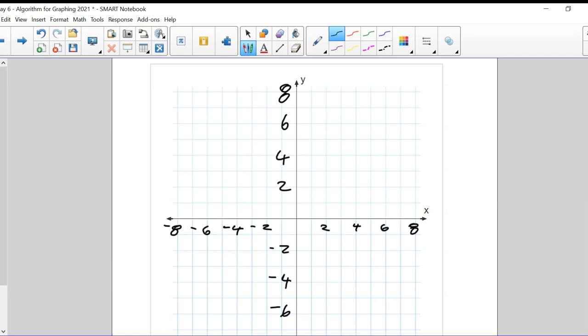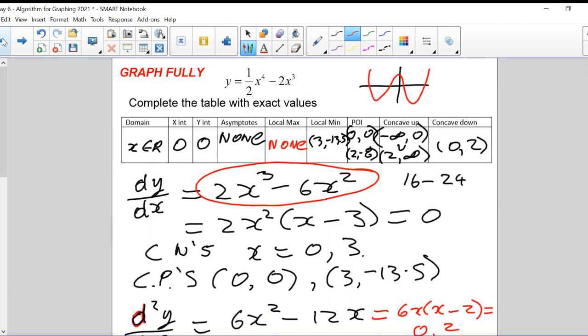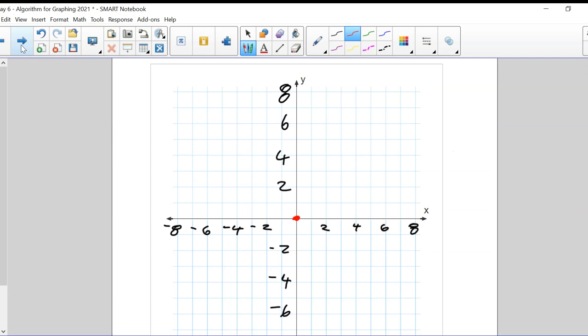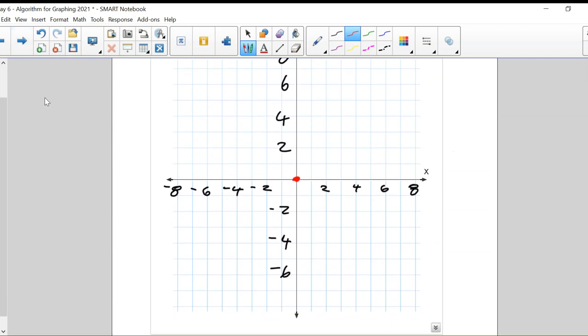Okay, some key points that we said. One point we know is right here. Now the points that we said, let me go back and have a quick look, were at the POIs. Let's put the POIs on there. One is at 0, 0. One is at 2, minus 8. Whoa, that's way down here. Oh, sorry, over here. I shouldn't put that in black. Okay, so that's another point that we know is on the graph.